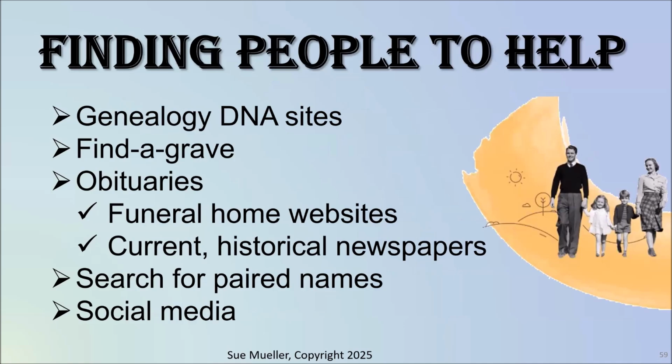So where are these people hiding, or where can you find them? You might find them on DNA sites, and it might take them 4 years to get back to you. You might find them on Find a Grave. You might find them through obituaries and old newspapers, whatever. I've also searched for paired names where I have two people that married each other, and I've found wedding registries by having those paired names. It's amazing what you can find.